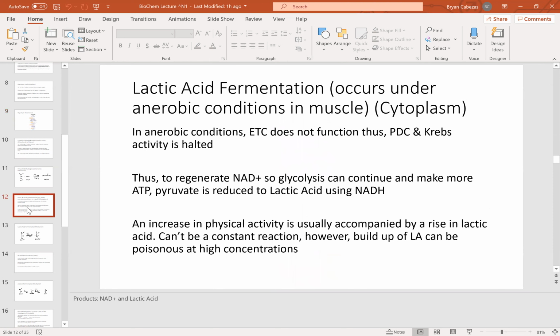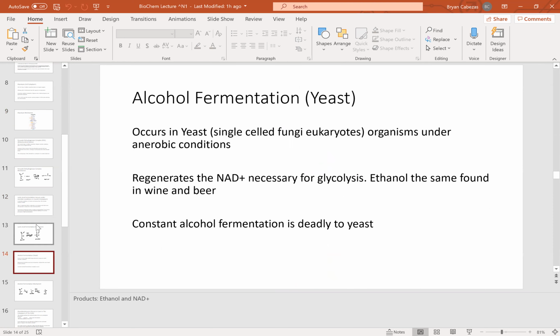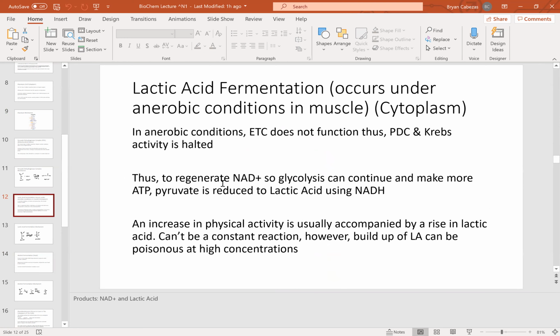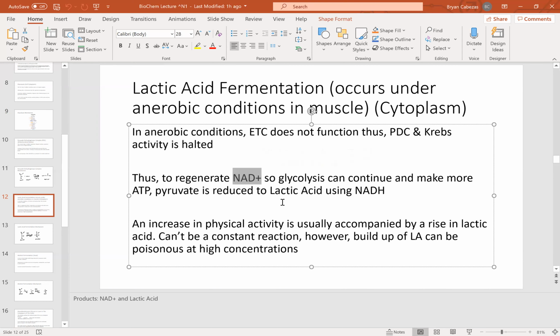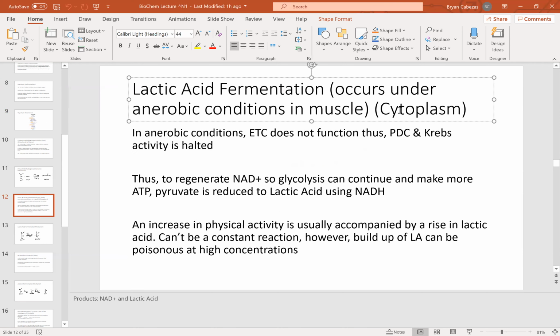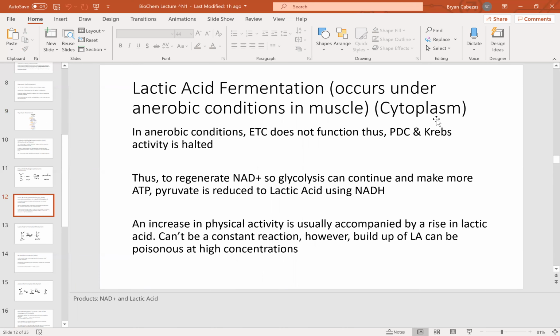So we have two different types of fermentation. We have lactic acid fermentation and alcohol fermentation. So lactic acid fermentation, again, is in an anaerobic condition: the ETC is not functioning, thus by extension, the PDC and the Krebs cycle are not functioning. We're going to be regenerating our electron transporter, the NAD+, and we're going to have this process occur in the cytoplasm. And the reason why it's in the cytoplasm, an easy way to remember it, is because glycolysis is also in the cytoplasm. So we want those two reactions to be really close to each other in case an emergency happens and we don't have any oxygen, right?